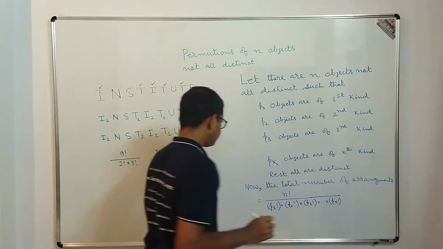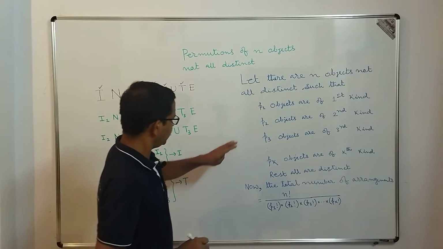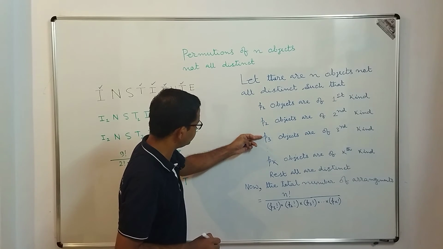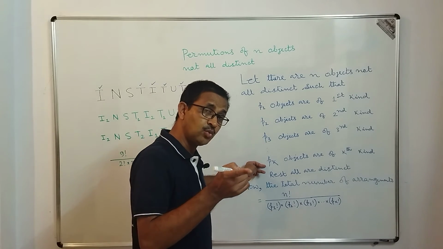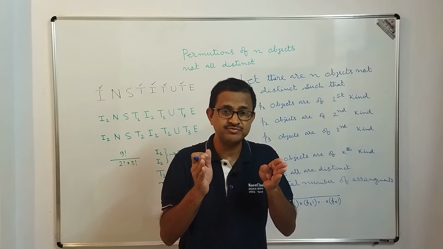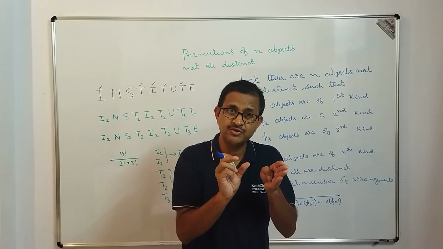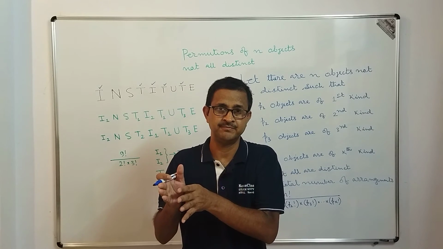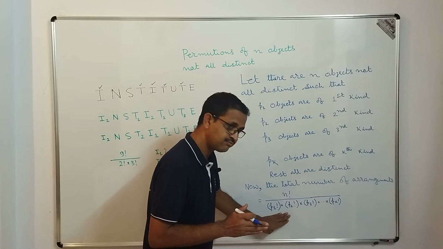Now, it may be possible that if you add P1, P2, P3 up to Pk, it equals n. That means in those n objects, it is not possible to have a single object which is not repeated. I mean, all objects are repeated. In that case also, the same formula applies.